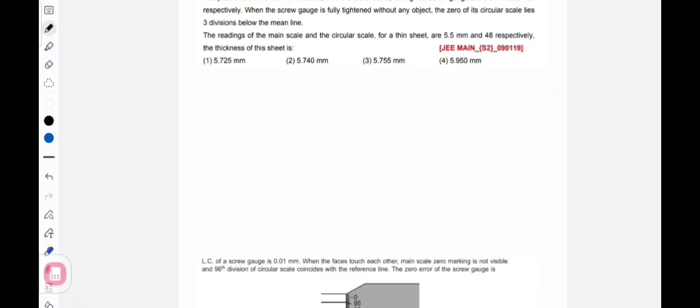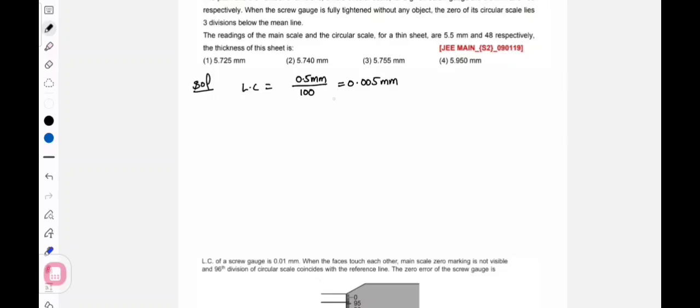Look at this question. The pitch and number of divisions on the circular scale for a given screw gauge are 0.5 and 100 respectively. From that we can get the least count. The pitch is 0.5 mm and the number of divisions is 100, so we'll get 0.005 mm.